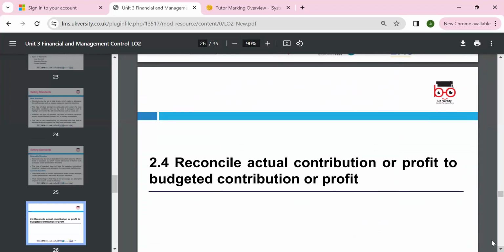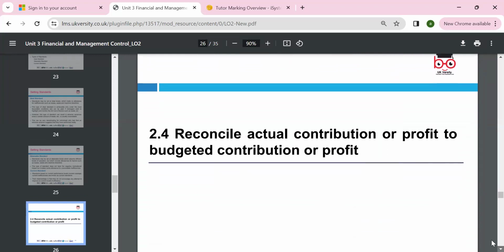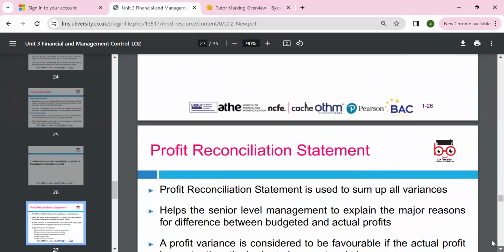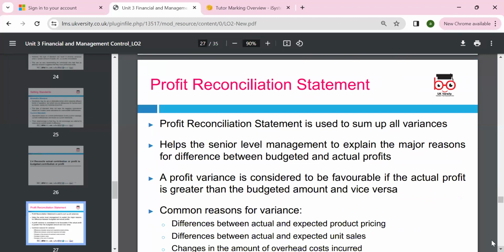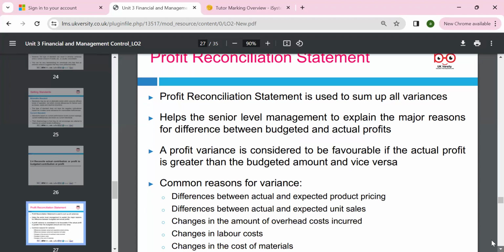Reconcile your actual performance with the contribution and the budget, which is how we look at the variance. So this is the profit reconciliation. Where we have positive and negative, adverse and favorable variances, we can add up what impact you have on the material usage, what impact on labor efficiencies, and so on, and so what impact on the profit.